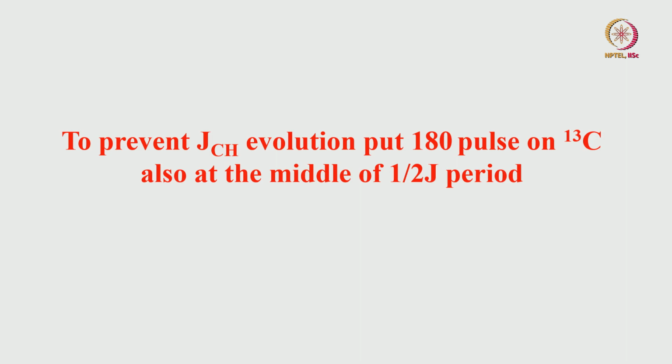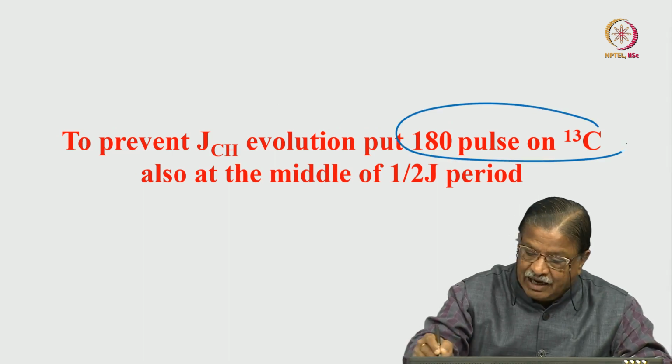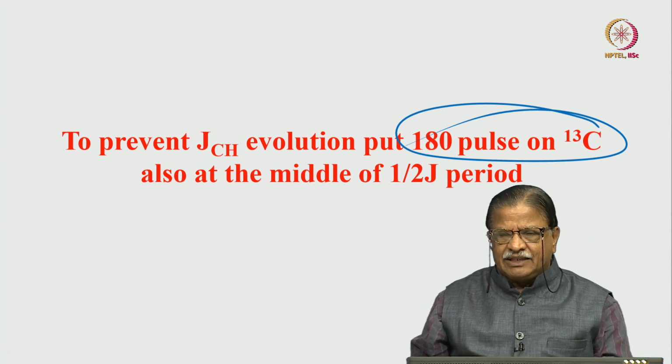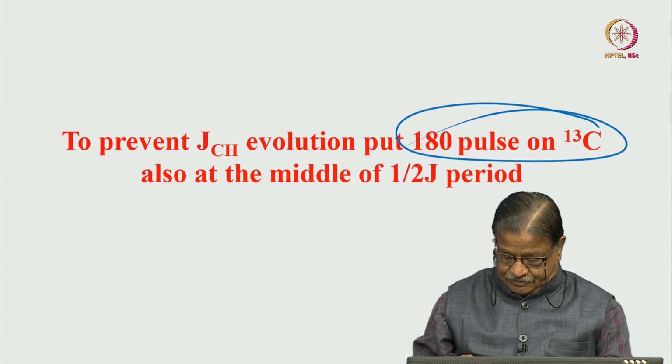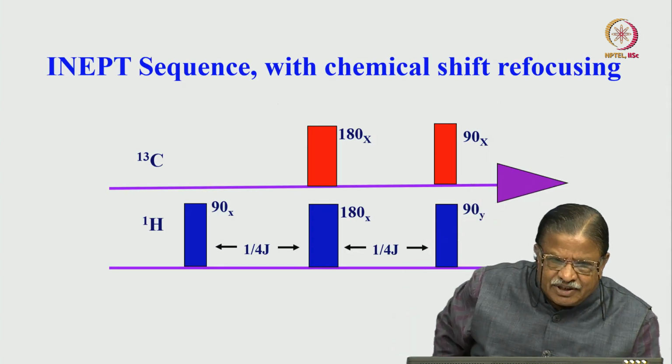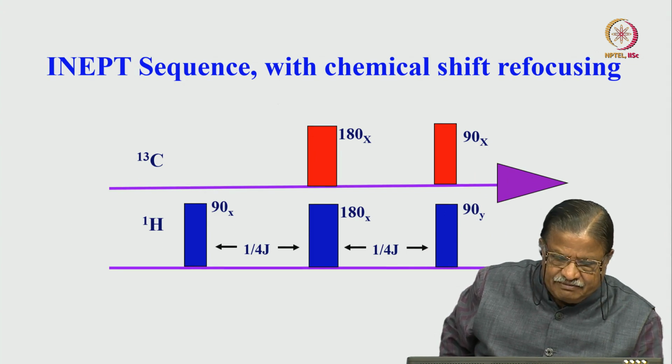How do you refocus J coupling? I told you already. You have to prevent the J evolution: put a 180 pulse on carbon 13 also. Simultaneously, if you put that on, then J would be refocused. So the INEPT sequence with chemical shift refocusing is the experimental sequence, and it is like this.